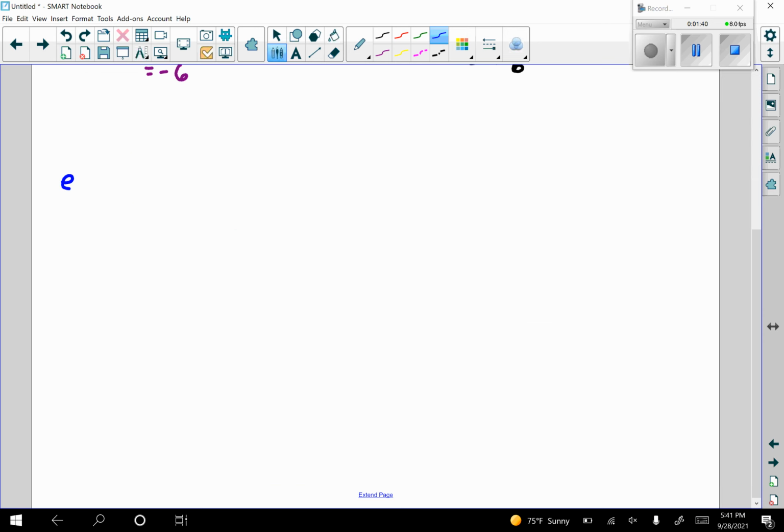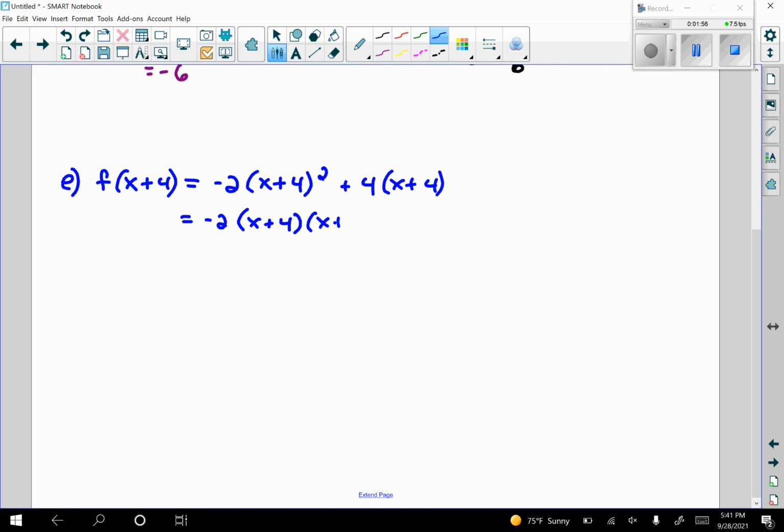And then for E, we have f of x plus 4. So we have negative 2 times the quantity x plus 4 squared plus 4 times the quantity x plus 4. So we need to expand this. So we're going to have negative 2 times x plus 4 times x plus 4, plus 4x plus 16. If I don't distribute the negative 2 just yet, I always advise to leave that at the very end. Let's go ahead and multiply those two together first. That will give me an x squared on the outside plus 4x on the inside plus another 4x and then plus 16, then plus the 4x plus 16.